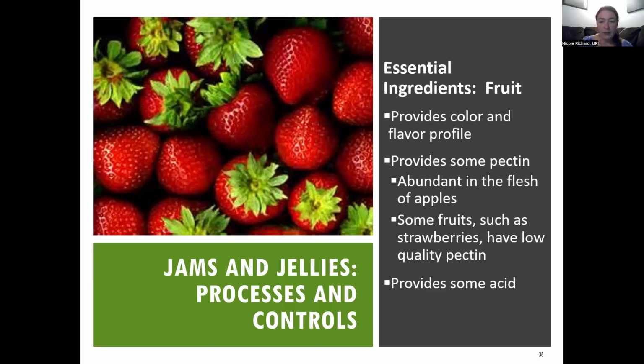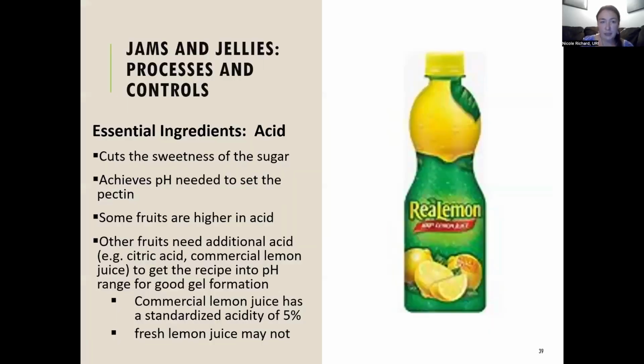The fruit also provides the acid. The fruit is acidic food, so it provides essentially the acid of the recipe. Sometimes jams and jellies call for a little more lemon juice to be added, and this might help achieve the pH needed to set the pectin. So while some fruits are higher in acid, others might need some lemon juice to be added.